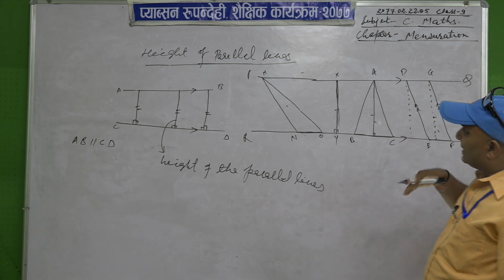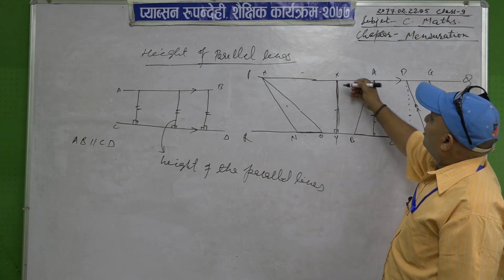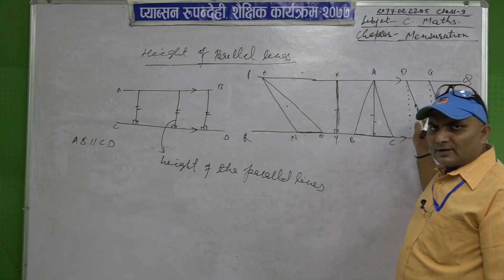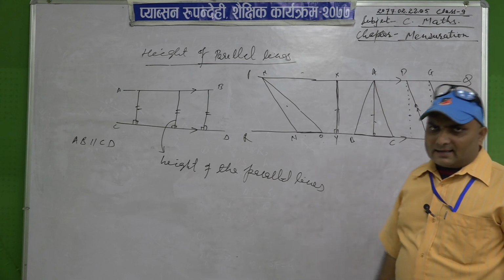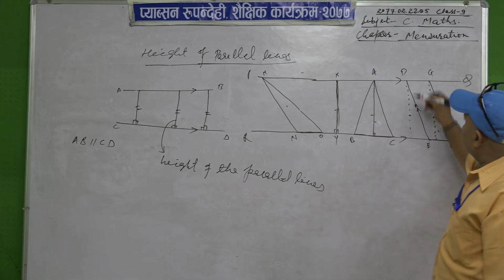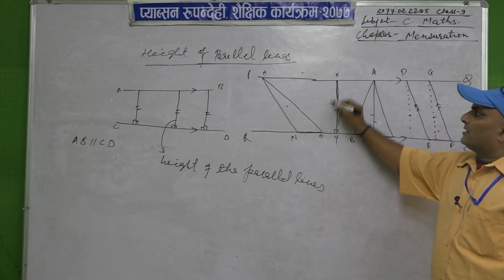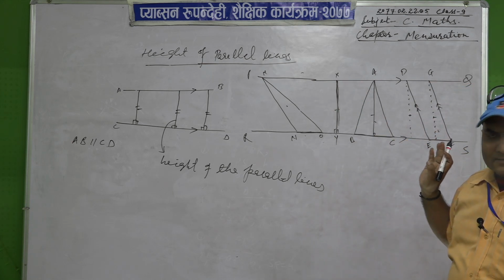In this way, we should be clear about the height of the triangle and the height of the parallelogram formed between the same parallel lines. Okay, and this is the height of the parallelogram. This and this all are equal. They are the height of the parallel lines.